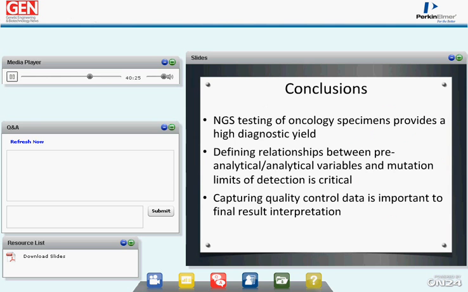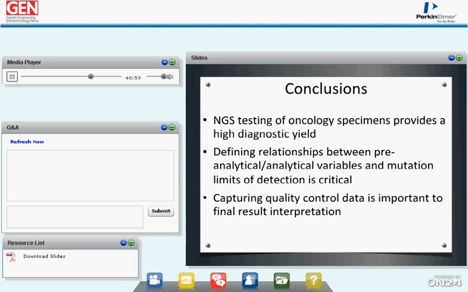So in conclusion, I hope that shows you that NGS testing in oncology is definitely very powerful and provides you with a high diagnostic yield, but it's very important to define the relationships between the pre-analytical and the analytical variables as they relate to mutation detection in the bioinformatics pipeline. And capturing all of these different quality-controlled data points is very important in the final result interpretation and really begs the question as to what tools we need to have in place from an automation perspective as well as from a laboratory information management perspective.